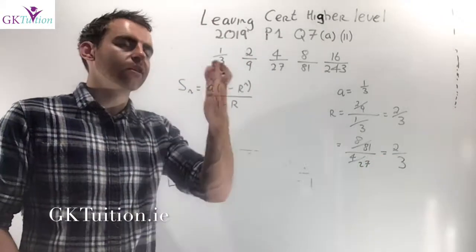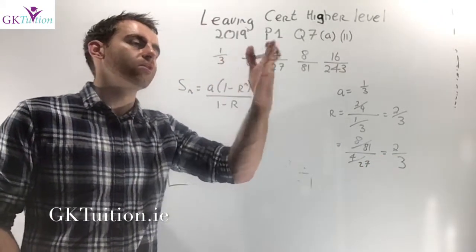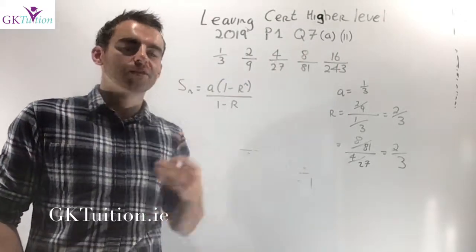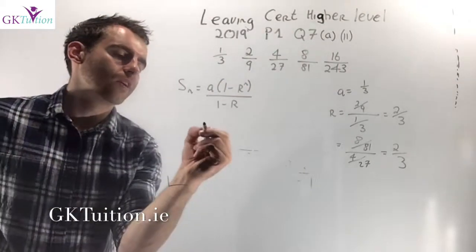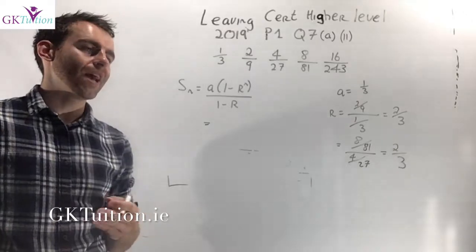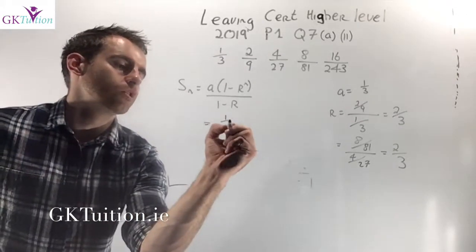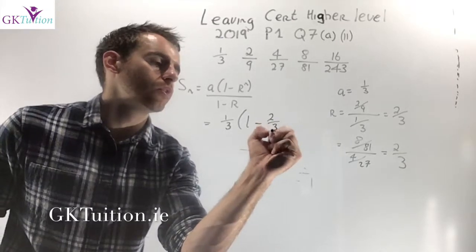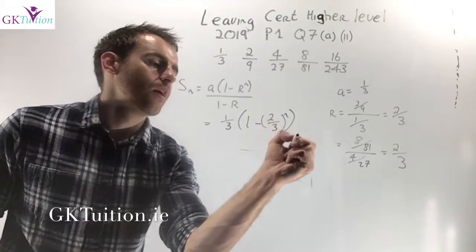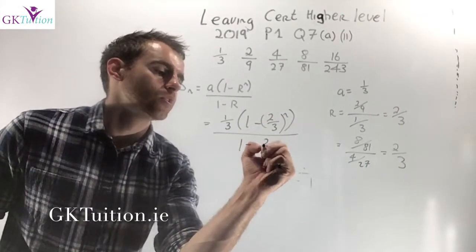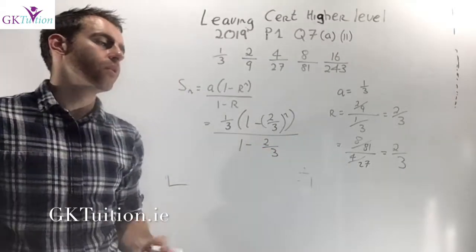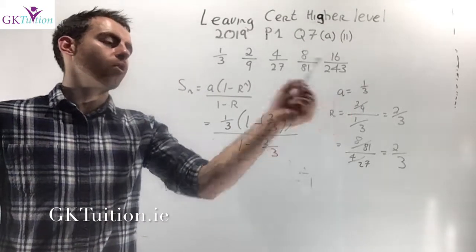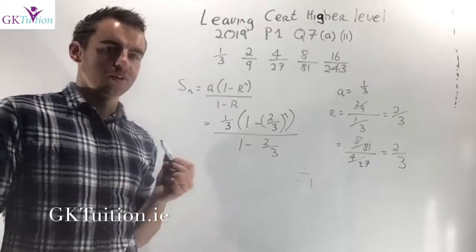So happy days. What I do in each case is I just multiply by 2/3, and that gives me the next one. And once I've identified that, I can just sub into my formula Sn. So in this case, it will become 1/3 times 1 minus 2/3 to the power of n, all divided by 1 minus 2/3. All I've done there is, instead of a, I subbed in 1/3, and instead of r, I subbed in 2/3.